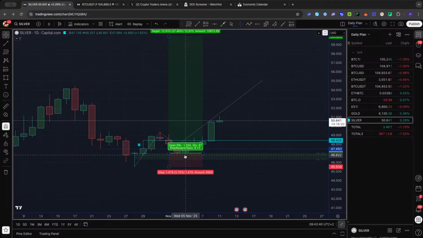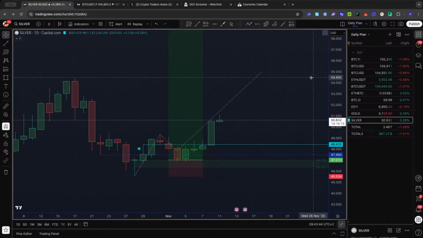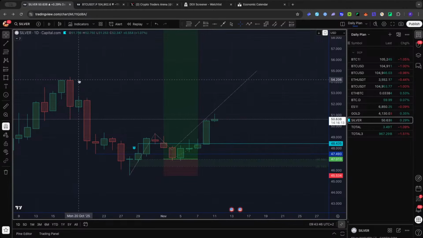Low, high, higher low, higher high. Well, we already have something here. Okay, this is a resistance. Okay, we need to accept above this one to confirm an uptrend.